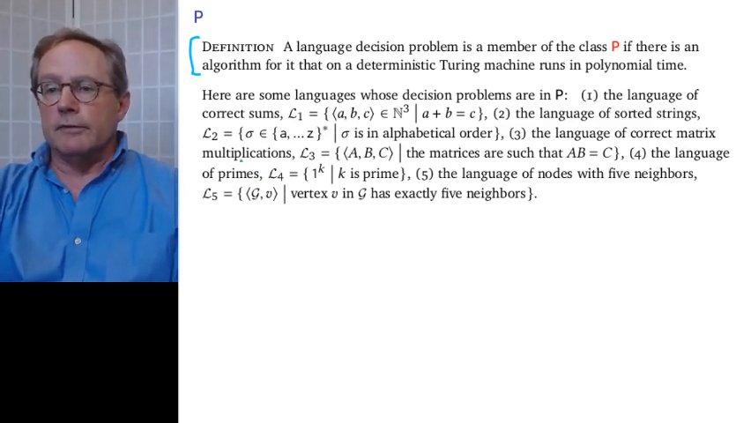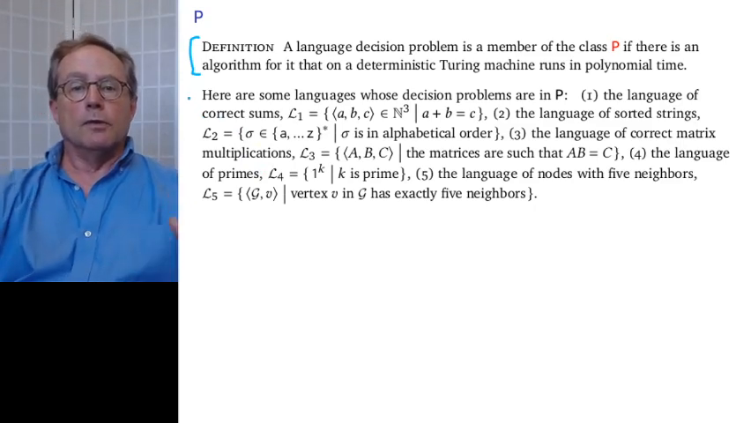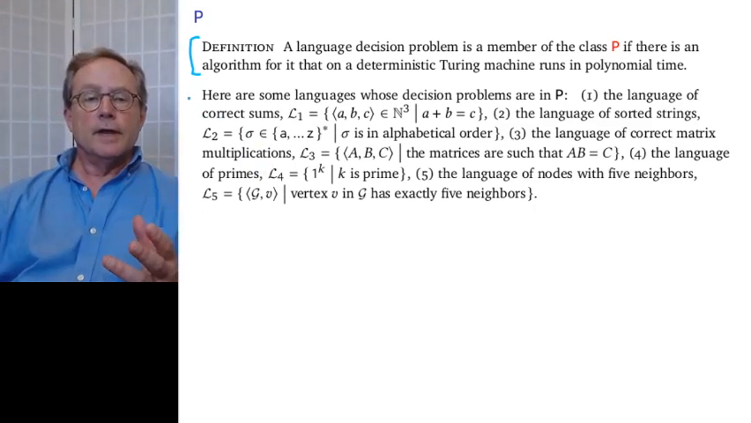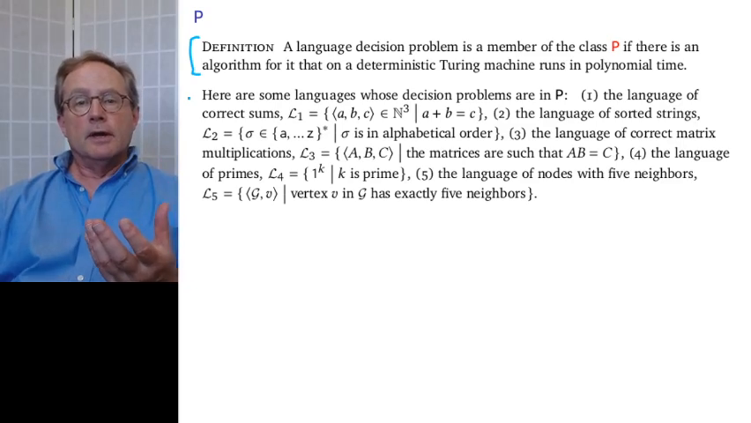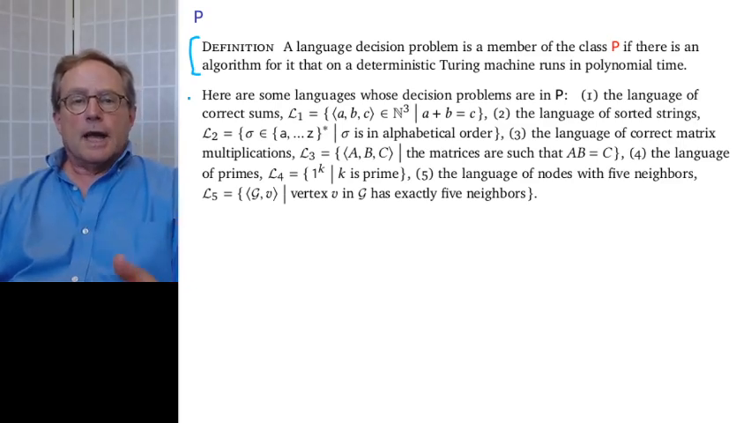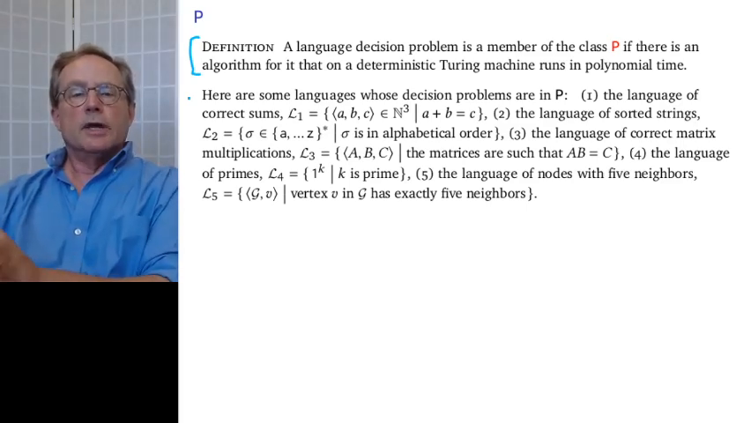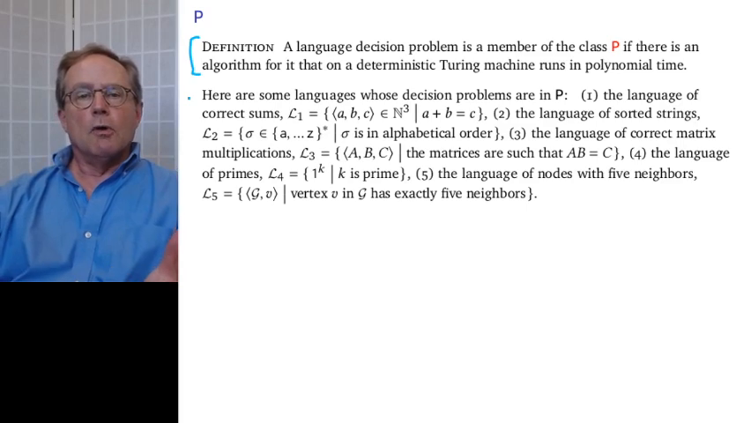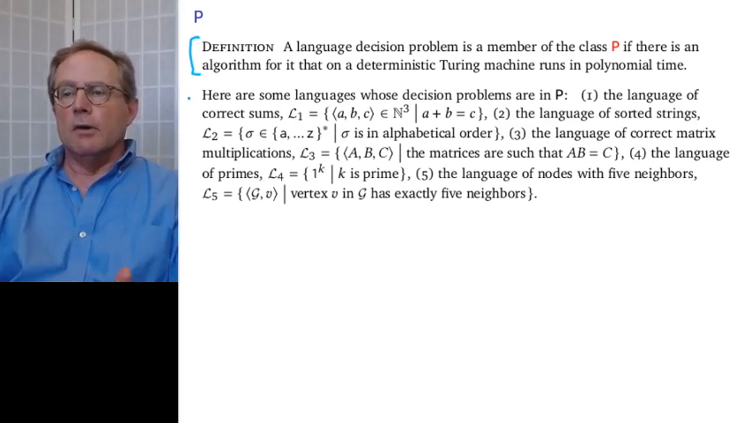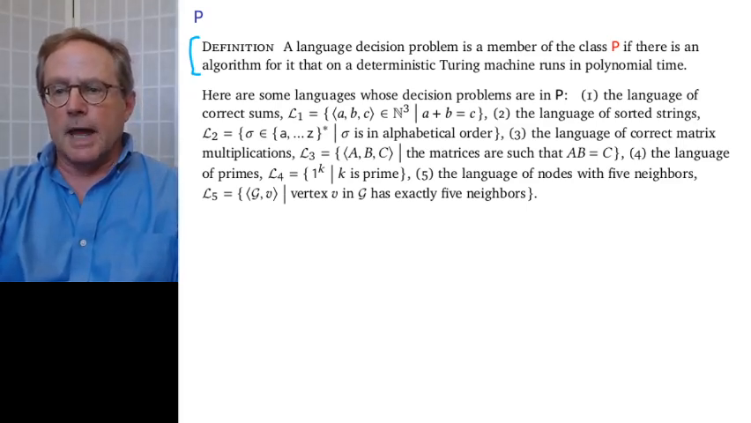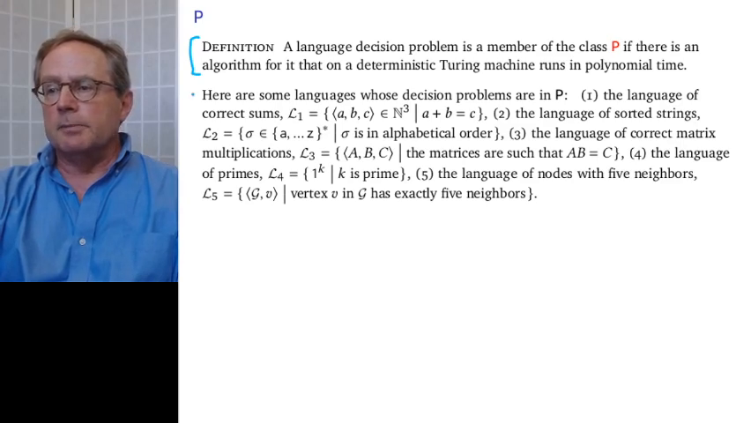So just to give a couple of examples, P is very important in part because the ordinary problems that we usually think about in computing are in P. If you take an algorithms class, you open the book up and it will say, here's how to solve this problem quickly, here's how to solve this problem quickly, here's how to solve this problem. Those answers are all in P. So here are some languages whose decision problem is in P.